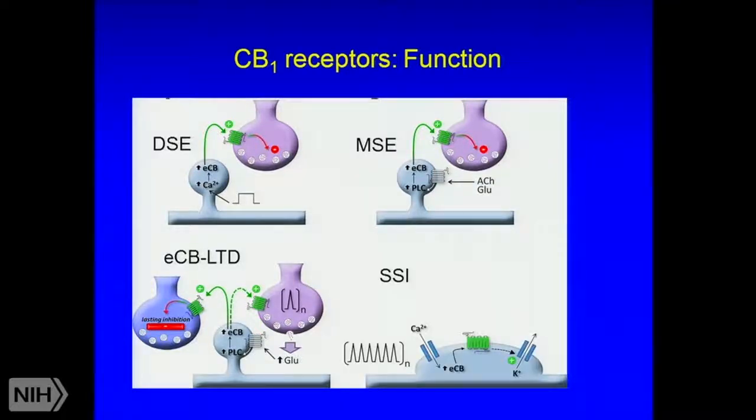The final form of endocannabinoid plasticity is quite different. This is cell autonomous. So this is slow self-inhibition where, in a small number of neurons, repetitive depolarization increases intracellular calcium, activates endocannabinoid production, and stimulates CB1 receptors, leading to activation of inward rectifying potassium channels and prolonged hyperpolarization. So this is a way of quieting down a single neuron. All these are kind of transsynaptic events.